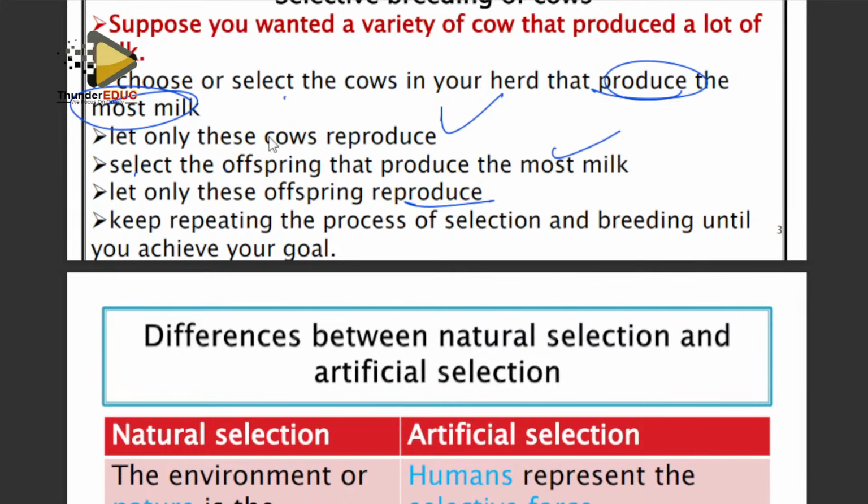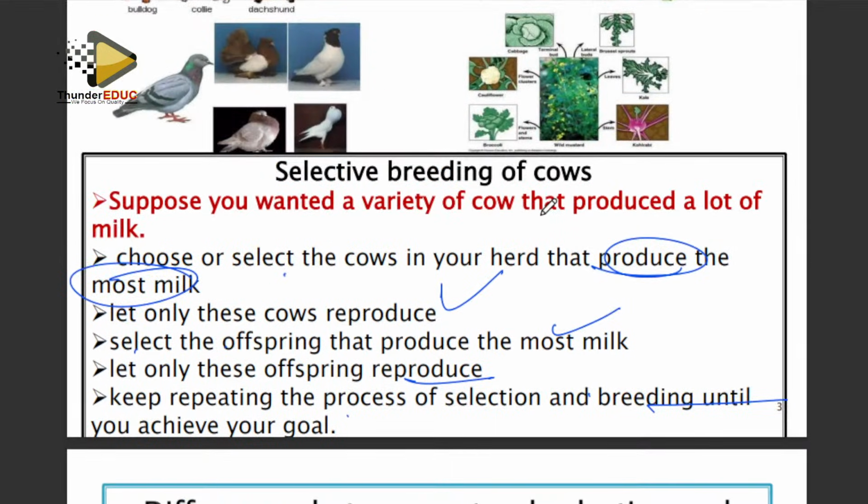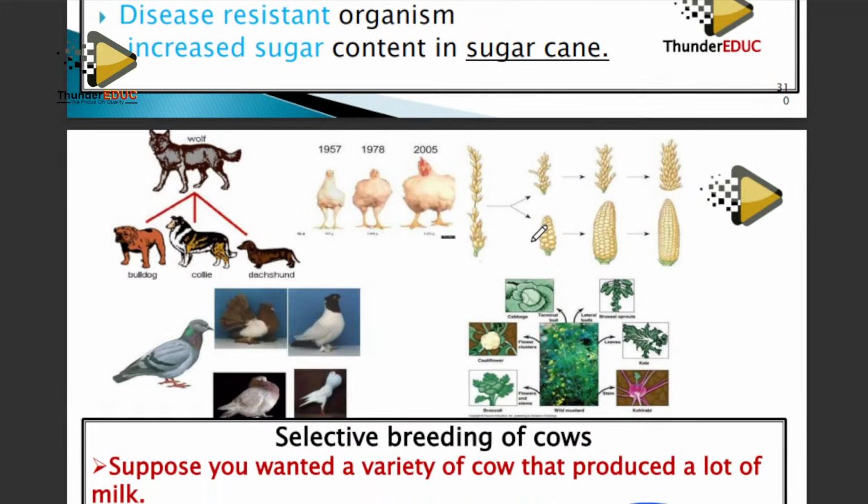You see? And then keep repeating this process until you get the desirable characteristic. So that is selective breeding of a cow. It's the same story for these ones, the same story for everything.